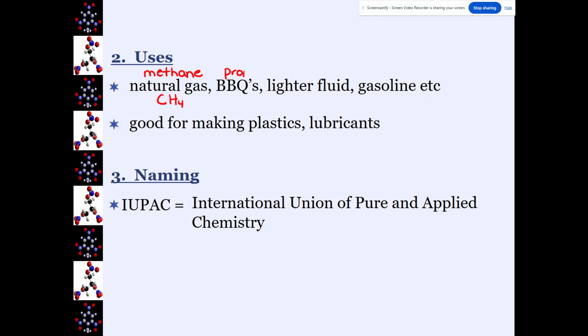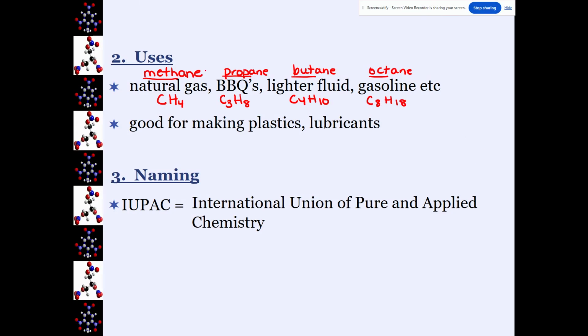Barbecues use propane. So prop is the prefix there. That would be C3. And the number of H's you would have, again, is double the carbons plus 2, which would be 8. Lighter fluid is butane. Bute, that's C4H10. And gasoline is octane. So notice how they're all ending with the suffix ane because they're alkanes. And octane is C8H18. The prefix tells you how many.